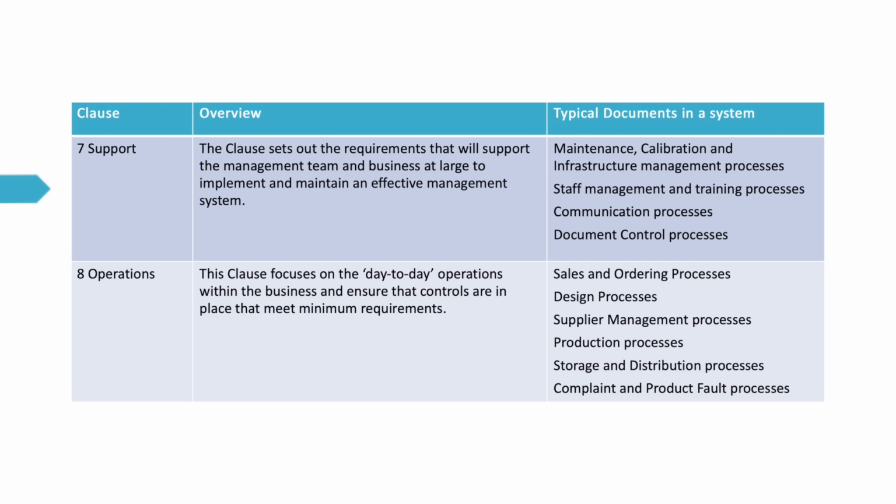So having looked at the planning clauses, let's look at those doing clauses, clause 7 for support and clause 8 for operations. So within support, that clause really sets out the requirements that are going to help the management team and the business to implement and maintain an effective management system. There are 5 sub-clauses within clause 7 that break out the elements such as maintenance, the calibration, the infrastructure management processes, and you'll need to keep records such as your fixed wiring or maybe your calibration records and evidence that you've actually done it.